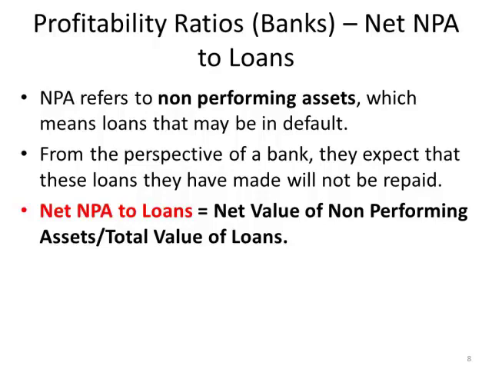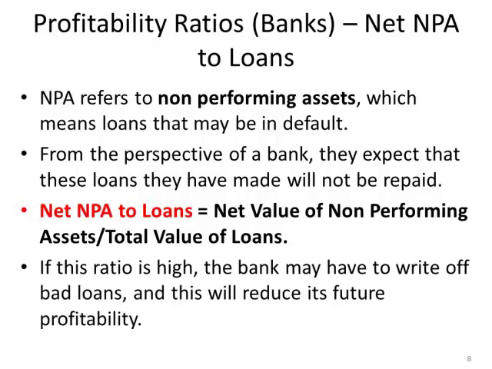So for example, let's say I have loans worth $1 million, and let's say 10,000 of those loans are non-performing. Then I would take 10,000 divided by $1 million. That would give me 1%. So that would mean that 1% of the bank's loans are likely to be in default. All right. So we're looking at what percentage of the bank's total loans is likely to end up in default, and that's what this ratio is telling us.